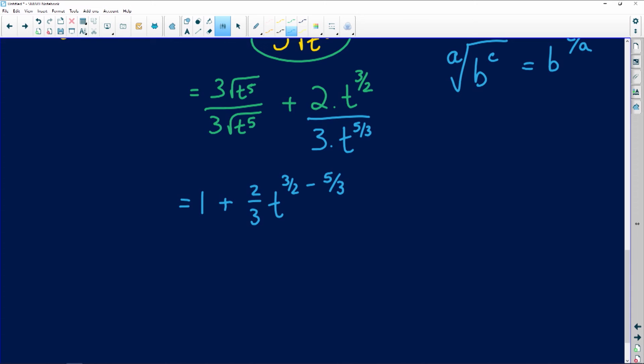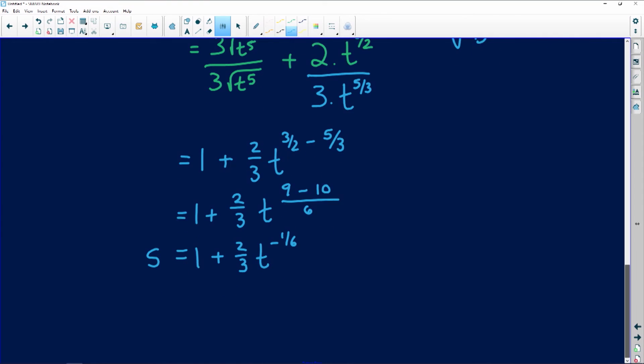And that is ugly. The denominators are different. So 1 plus 2 over 3 t, the LCD of the two denominators is 6. This will be 9 minus 10. And I can finally differentiate 1 plus 2 over 3 t to the minus 1 over 6. This is still s. I'm still panel beating the problem so that it looks like the power rule. Okay, so now I'm ready to differentiate.